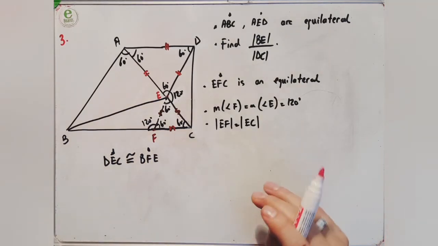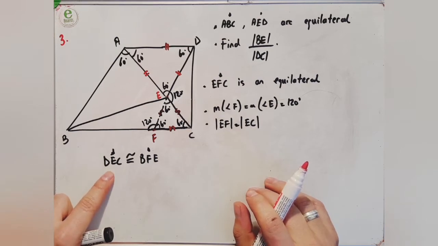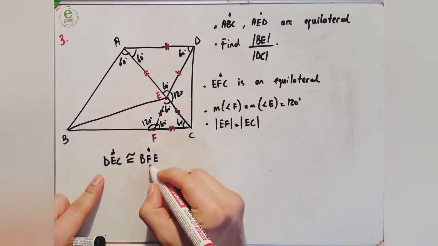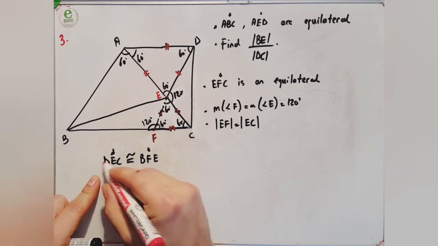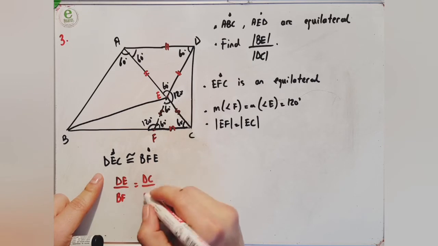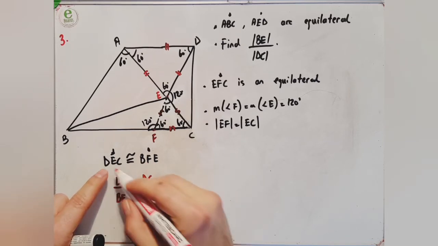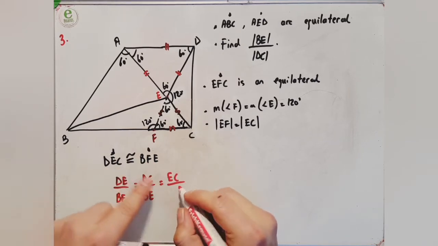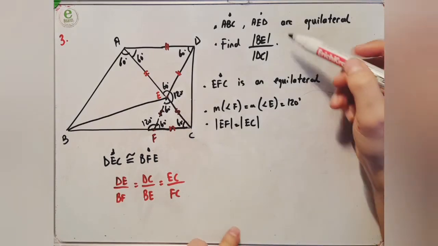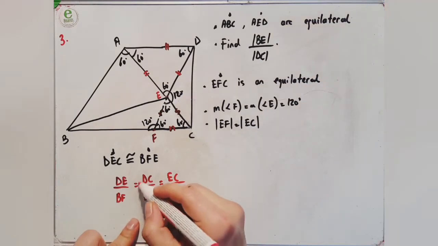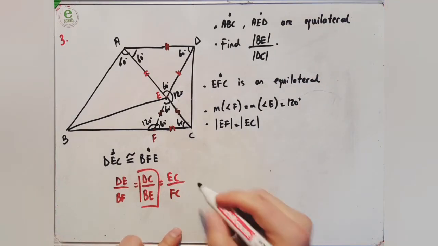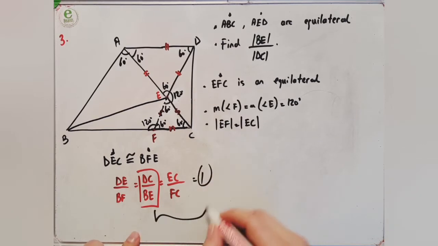So according to this, by using the triangle proportionality theorem, DE is equal to BF, DC is equal to BE, and EC is equal to FE. And we have to find the ratio of BE to DC. They are equal. So the ratio of DC to BE will be 1.